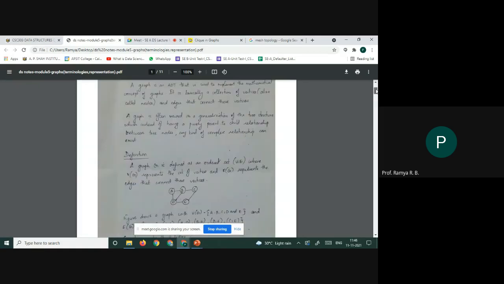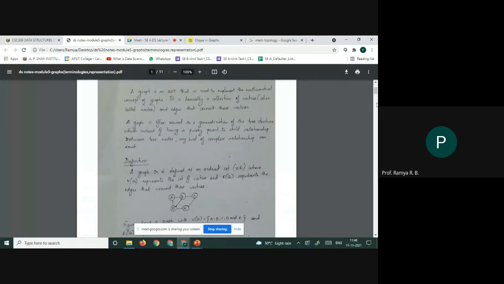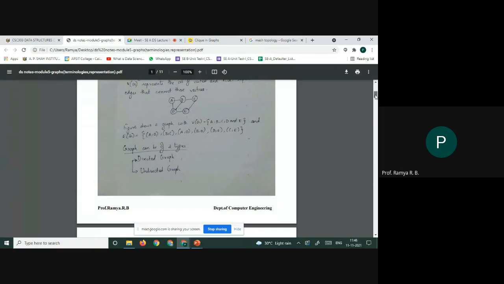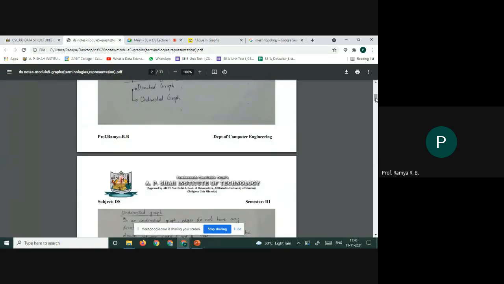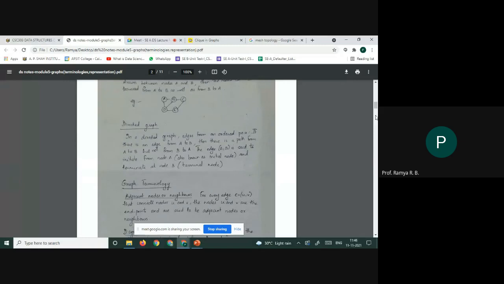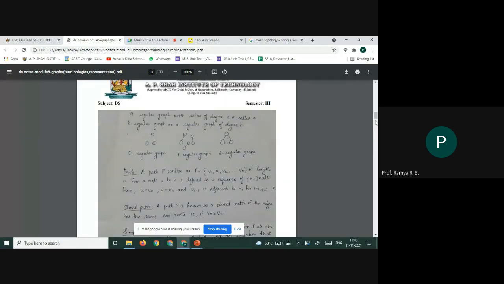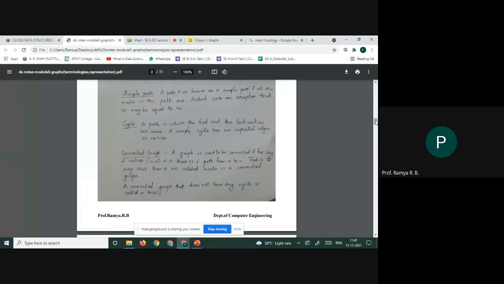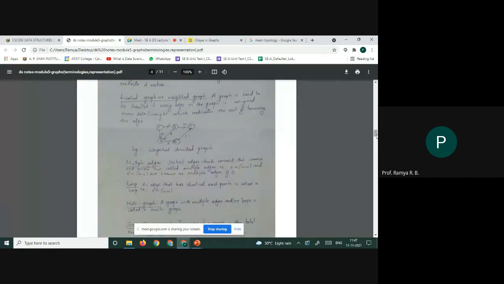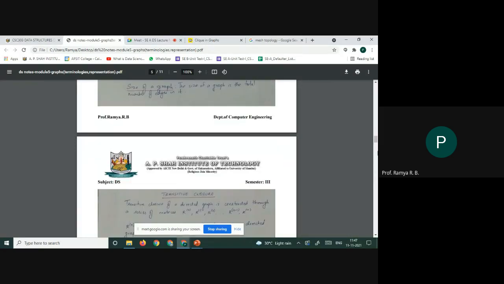There are other terminologies also, but we have discussed the most important ones which we'll be hearing in future. So we saw what is meant by a graph, the two primary types of graph, directed and undirected graph. Then we saw what is meant by adjacent node, degree, regular graph, path, closed path, cycle, simple path, connected graph, complete graph, labeled graph, multi-graph, multiple edges, loop. All these are important terminologies which we will come across in future.